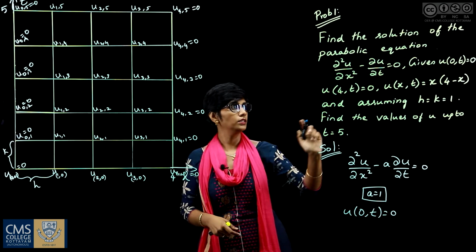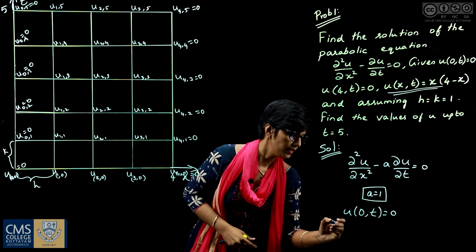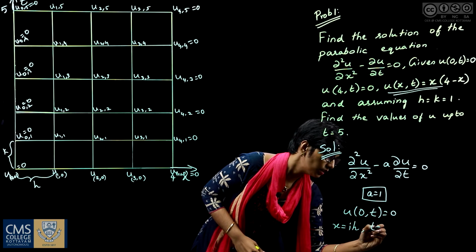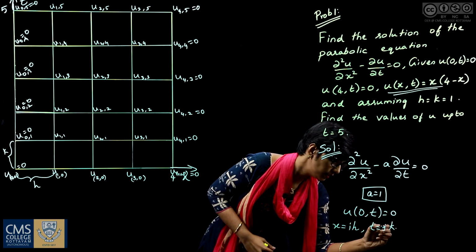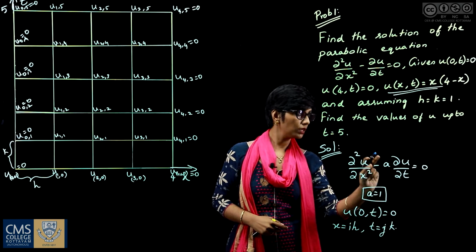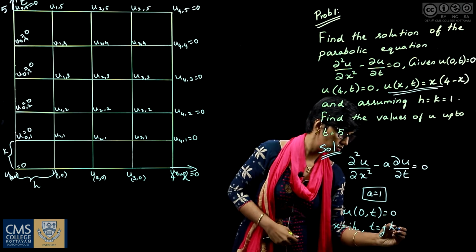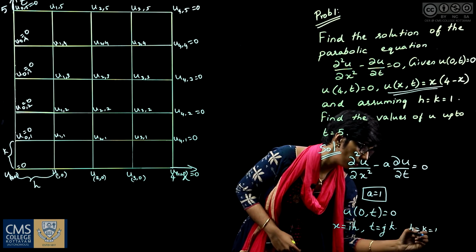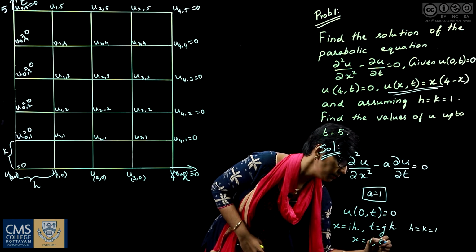Next is the initial condition. We know that x = ih and t = jk. The values of h and k are taken as 1. So when k = 1, what happens? x becomes i and t becomes j.